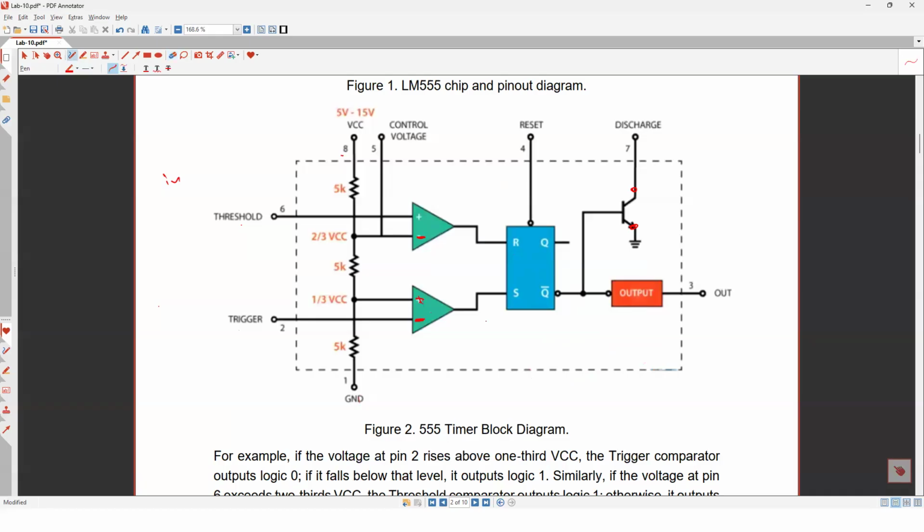When it is 0, 0. So 0, 0 means no change. What do you mean by no change? That means if the output is 1, it's going to stay 1. If it is 0, it's going to stay 0. No change. Okay? So these are the 3 cases we need here.